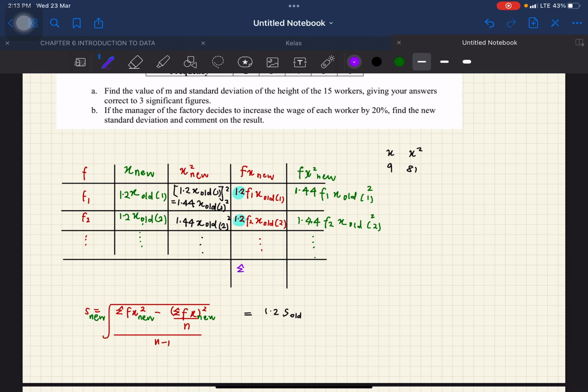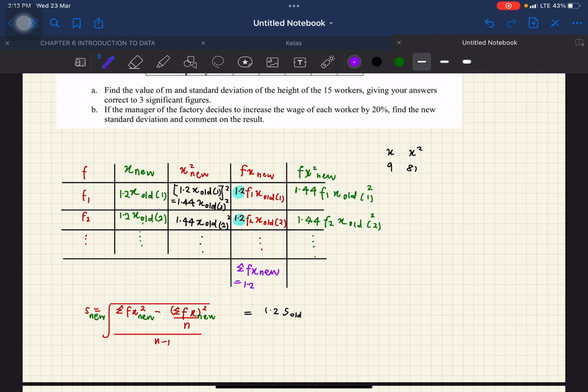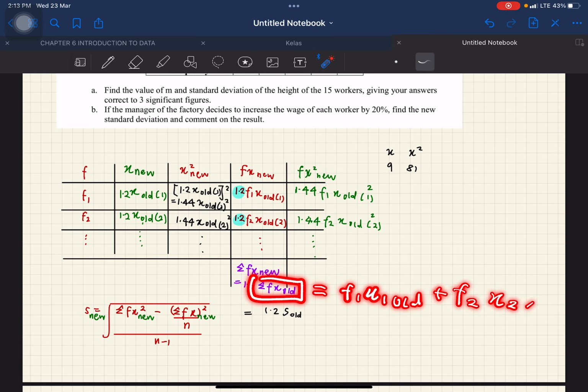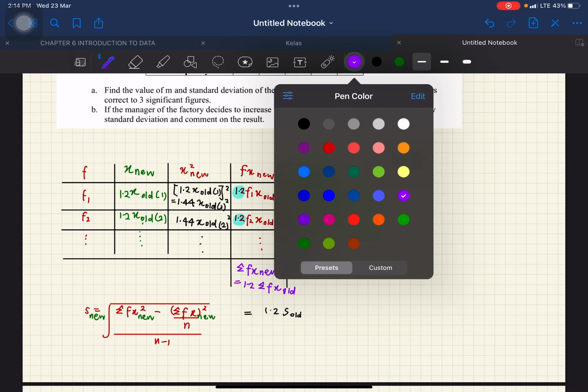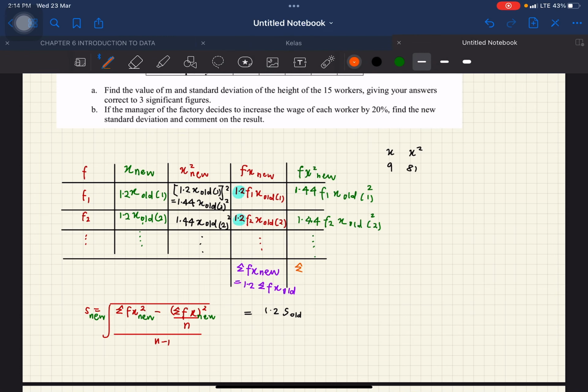Okay, so kita nak cari apa? Kita nak cari Fx new. Okay, so I bring the 1.2 outside. So yang tinggal dekat dalam adalah summation of Fx yang lama. Okay, so maksudnya apa summation ni? Summation ni maksudnya adalah, so kita ada F1 X1 yang lama, kita tambah lagi dengan F2 X2 yang lama. So tambah sampai habis.